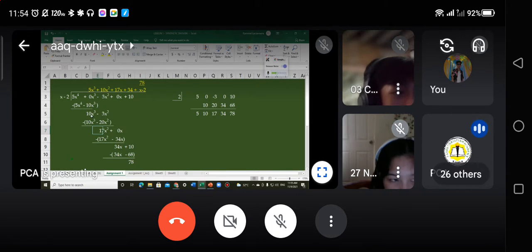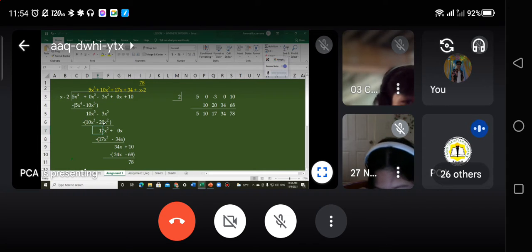10x cube lang ang i-divide sa x. And then you have 10x squared. And then boomerang, multiply again to those two terms here. It will give you this, no? Inside. And then subtract. It says there. And then change the sign.